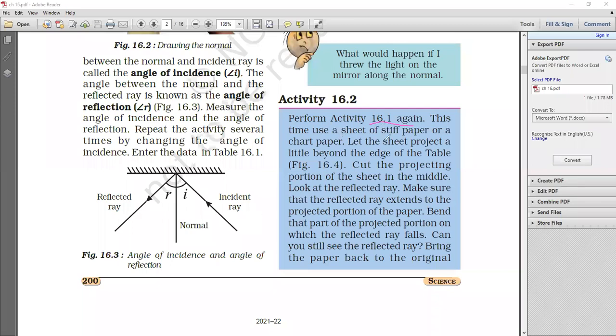This time you use a sheet, stone paper or a chart paper. Let the sheet project a little beyond the edge of the paper. Cut the projecting portion of the sheet in the middle. Look at the reflected ray. Make sure that the reflected ray extends to the projected portion of the paper. Bend that projected portion on which the reflected ray falls. Can you still see the reflected ray? Bring the paper back to the original form. Just a minute.